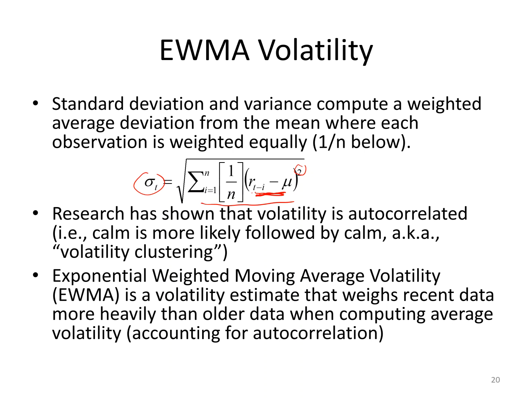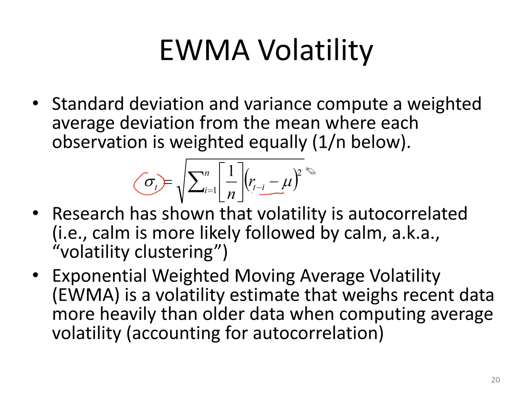is equally weighted. Now, research has shown that volatility is autocorrelated. In other words, calm is more likely to follow calm, and it's also called volatility clustering. So the exponentially weighted moving average is a volatility estimate that weighs the more recent data more heavily than older data when computing that volatility.